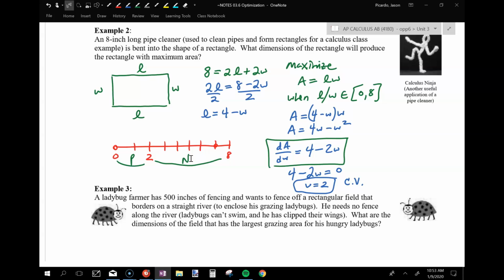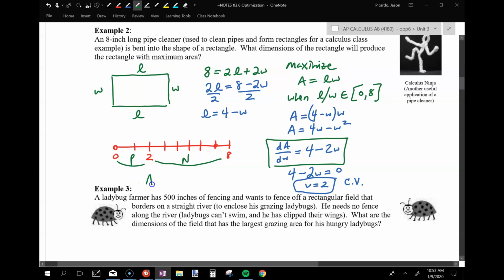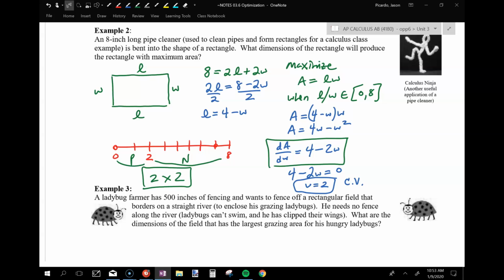Okay, so what do we have? We have an increasing interval from 0 to 2. We have a decreasing interval from 2 to 8. That means 2 must have been a maximum, so we have a maximum area. So what does it say? What dimensions will produce the rectangle of the maximum area? 2 by 2. So far, so good, right? Again, very, very straightforward examples thus far.